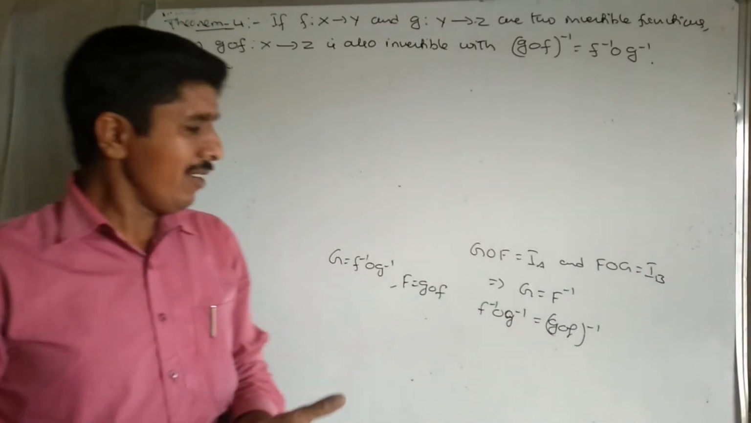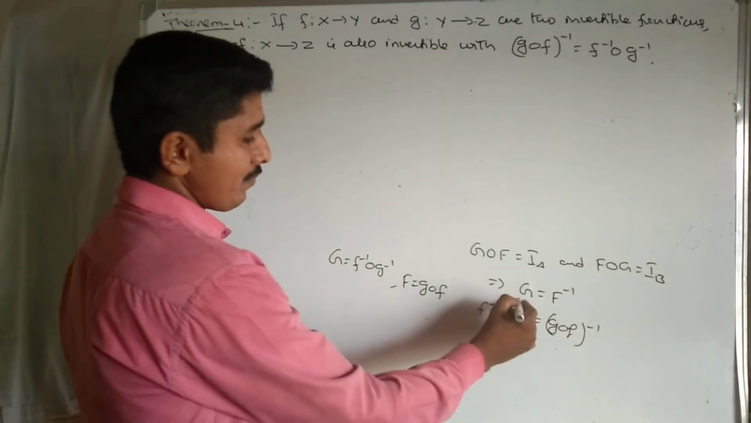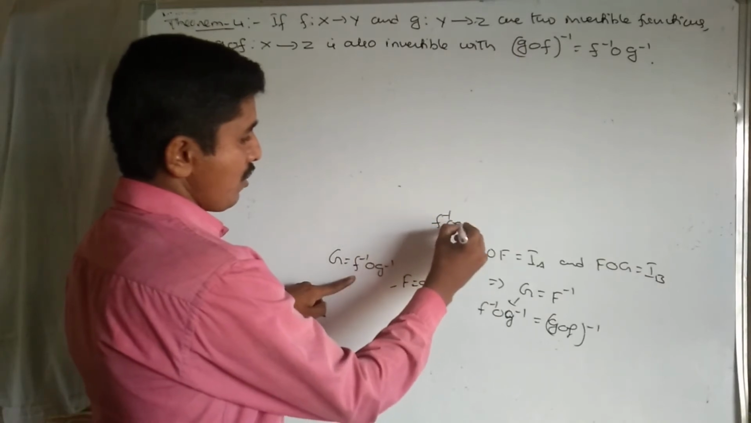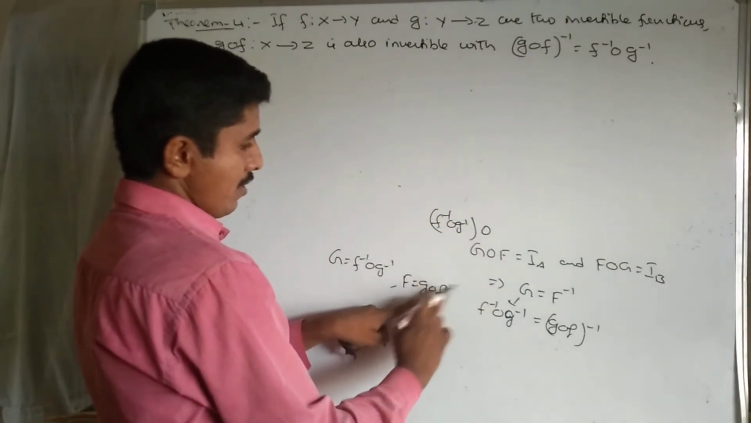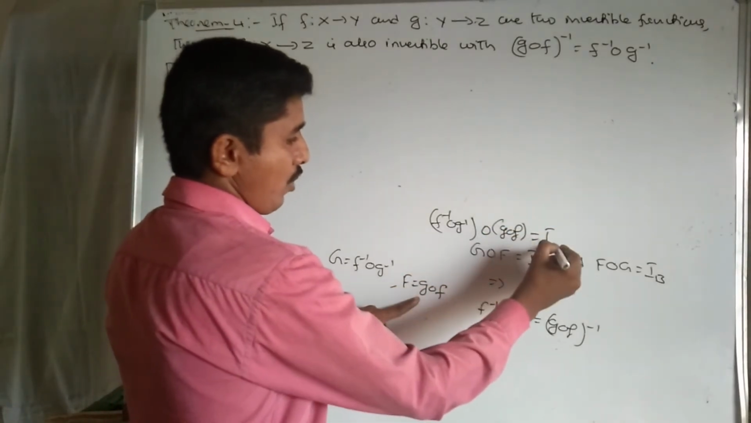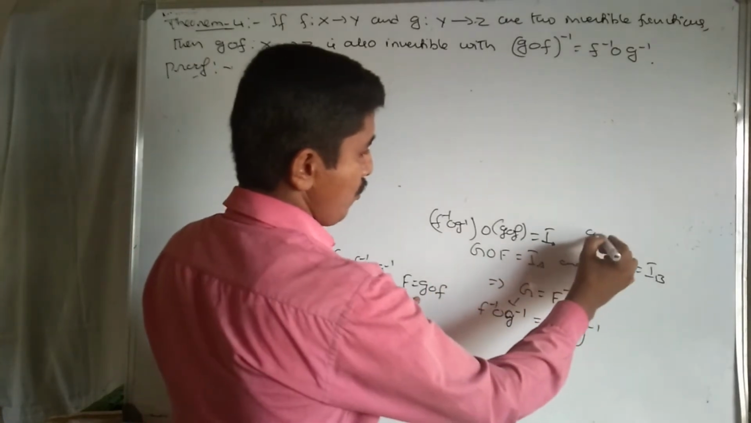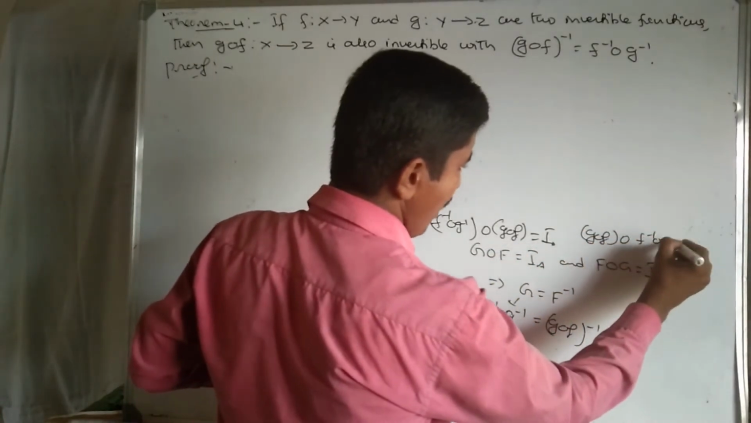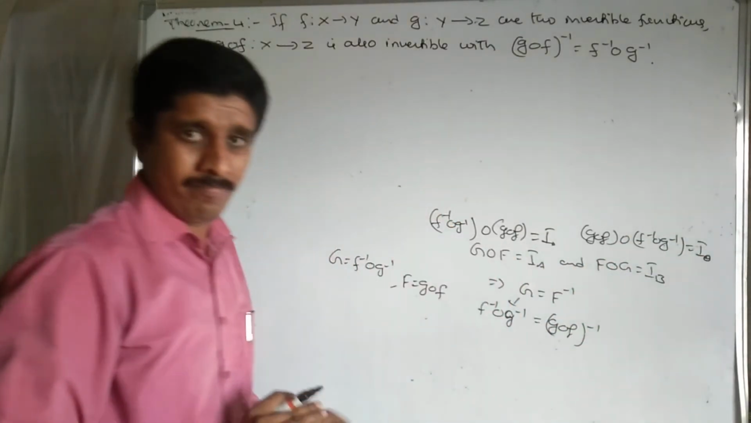Very important one here: substitute the g and f values. You can understand here, this is the g value, f inverse ∘ g inverse, and this is the f value, g∘f, equals the identity function on the domain of f. Similarly, the f value g∘f with the g value f inverse ∘ g inverse gives the identity function on the domain of g inverse. Got it?